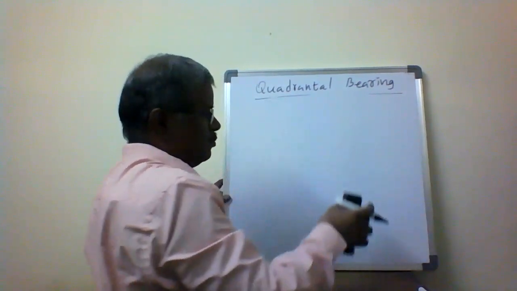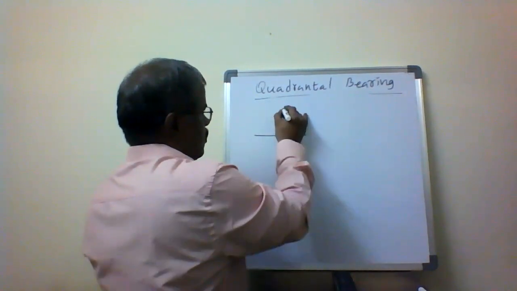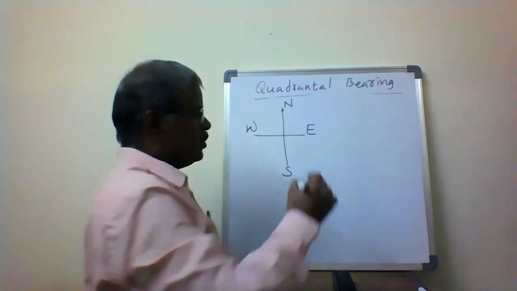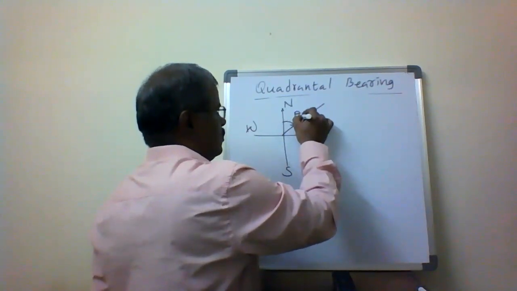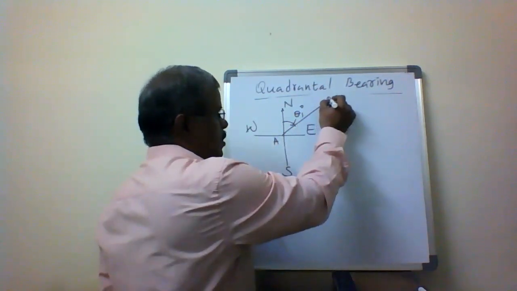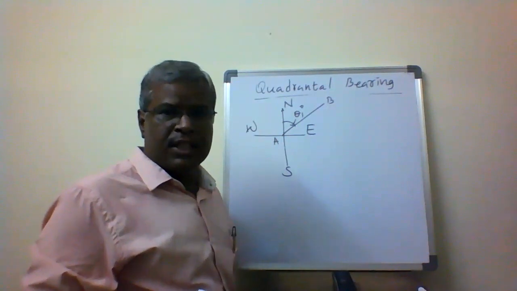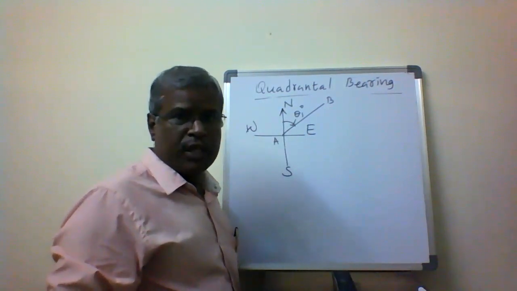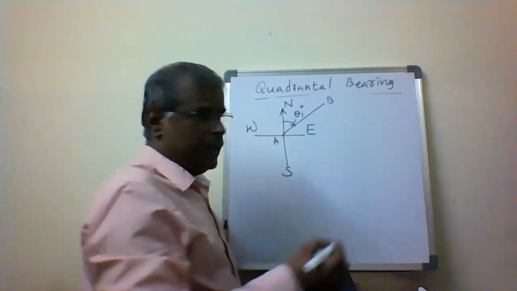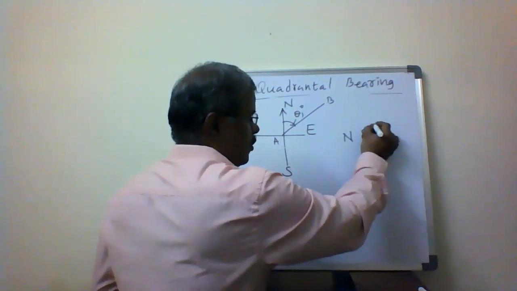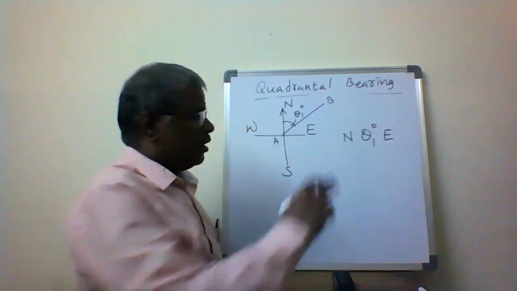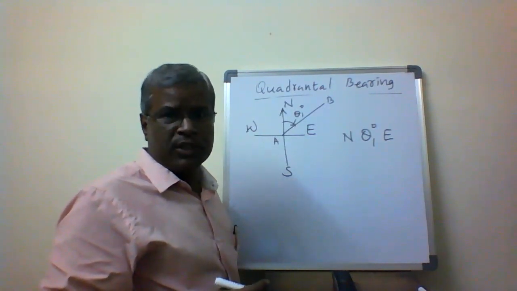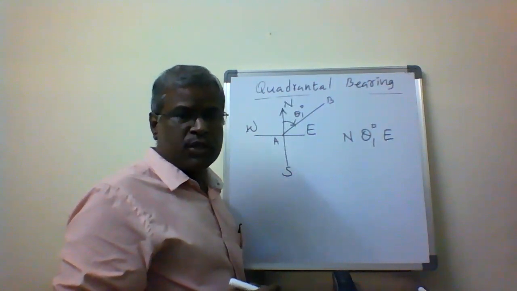So in the quadrantal bearing system, first is north, south, east, west. First direction I'm going to measure is this theta 1 degrees, A to B. So my direction is A to B. A to B is the direction I'm going to be measuring from magnetic north, which is the nearest one. Then how can I write the quadrantal bearing? Now the quadrantal bearing is represented as north theta 1 degrees east. North theta 1 degrees east means my line is going from north to east, that is the direction. That's why I'm going to give north theta 1 degrees east. So this is in the first quadrant.